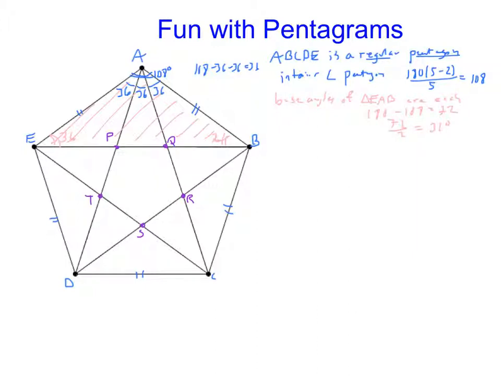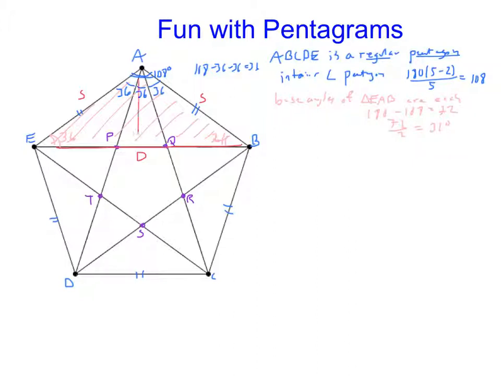But let's figure out some lengths. So we're going to call this side S. We'll call this S. Those are those lengths. And we're going to call this side here, that's one of the diagonals, let's call that big D. And I want to know what big D is.